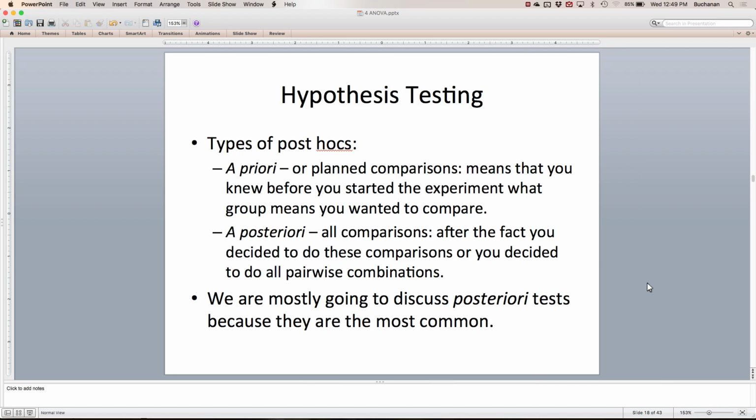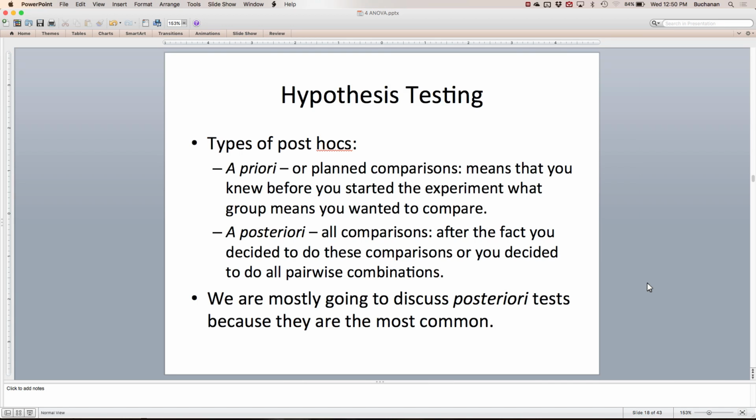So a priori tests, prior, are planned comparisons. We're not going to do any of those. That really means I know exactly what I wanted to do before I started, and I'm only going to do those. End of story. The world is perfect, and I never change my mind about anything. That's not how real research goes. But in a perfect world, they're planned beforehand. Here's what I'm going to do. End of story. Bless you.